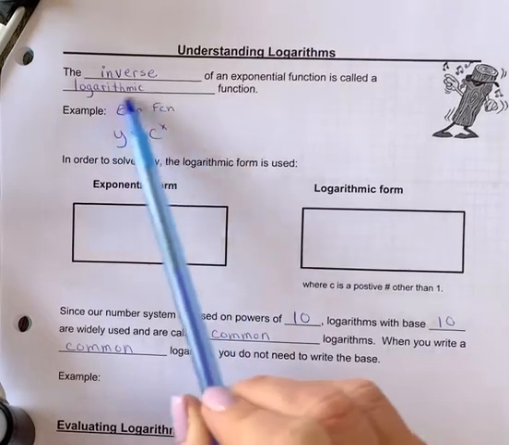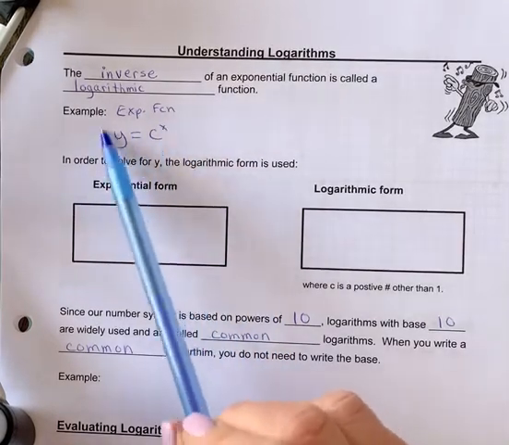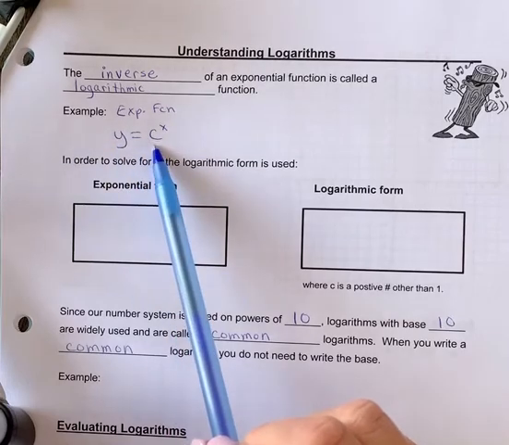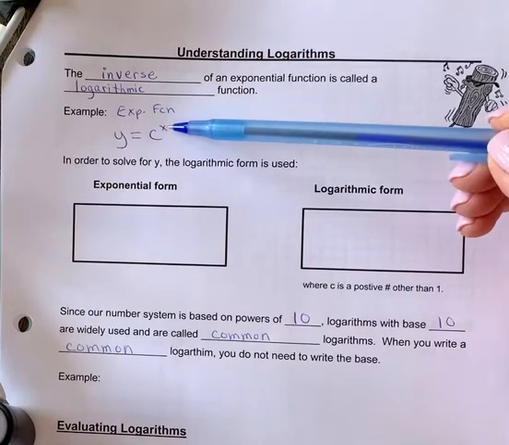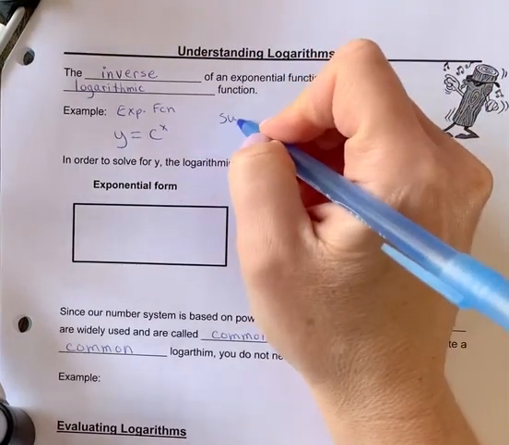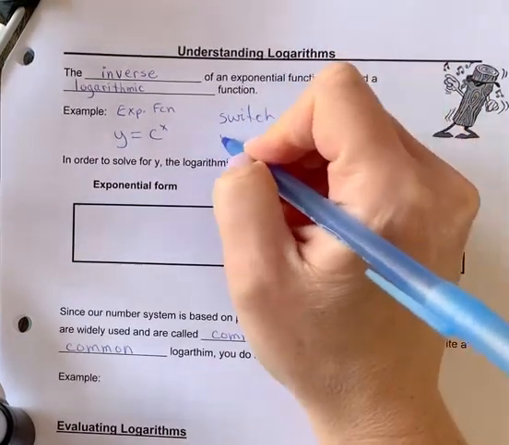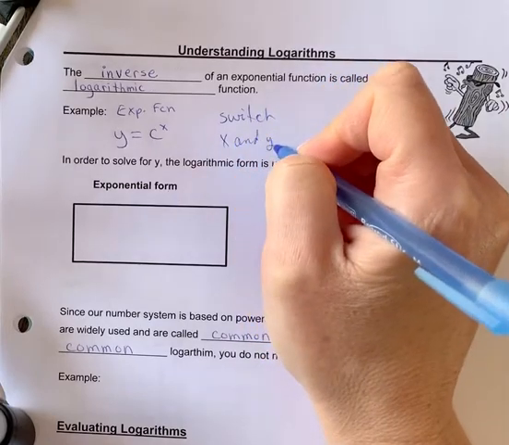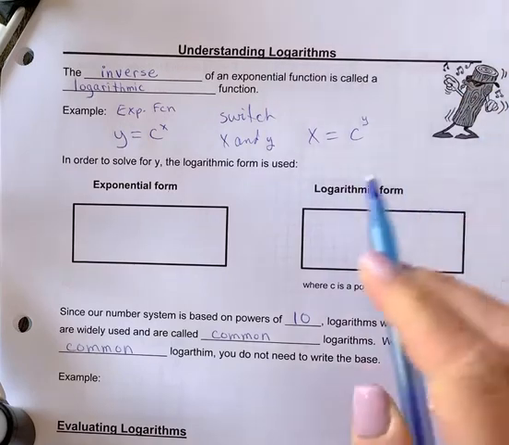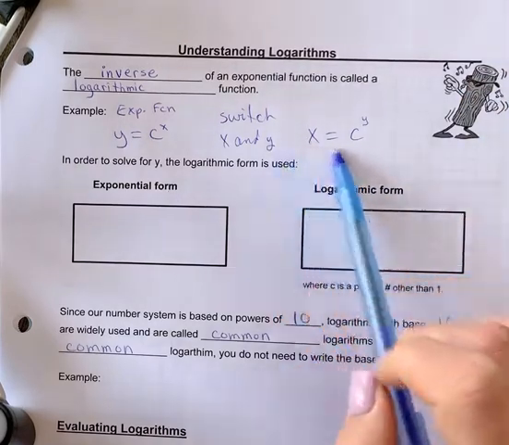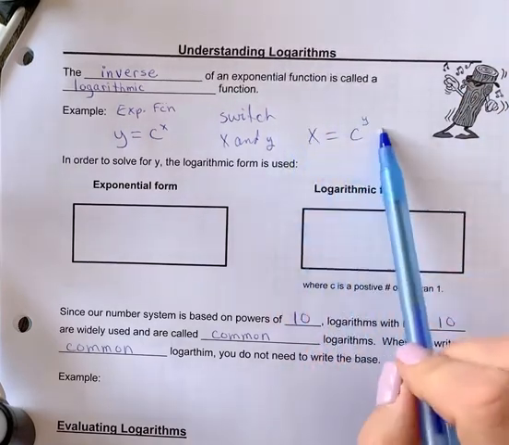We're going to start by reminding us of what an exponential function is. So here's an equation of an exponential function where x is going to be your exponent. To find the inverse of any function, you're going to switch x and y. So we would write x equals c to the exponent y. So this is actually a logarithmic function now.